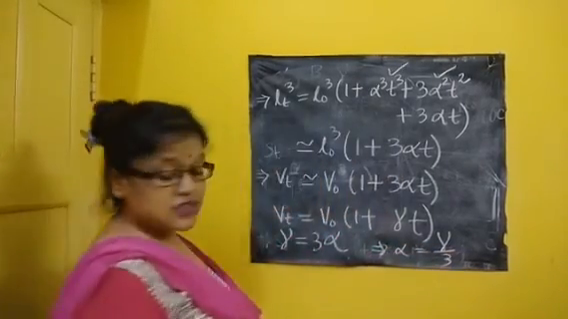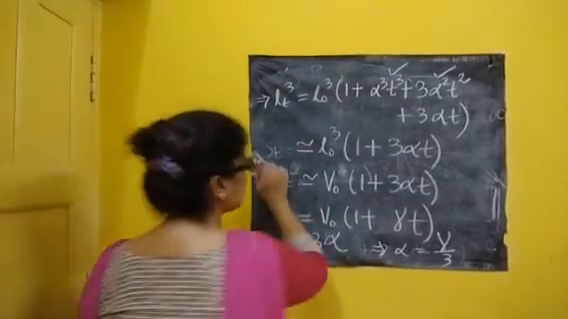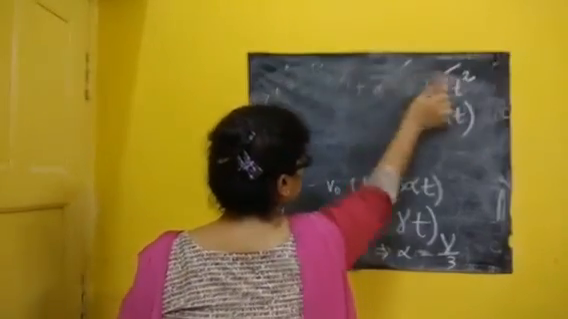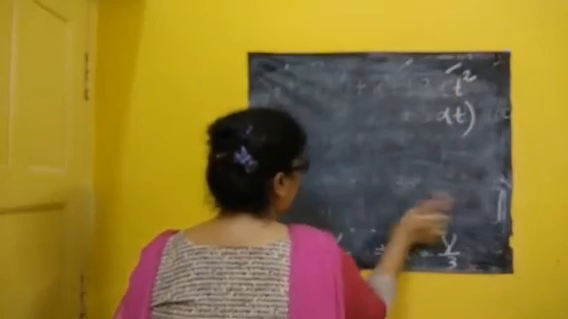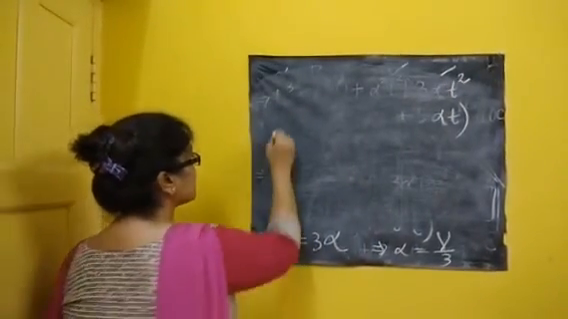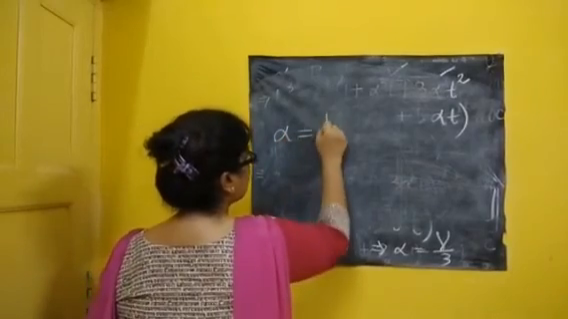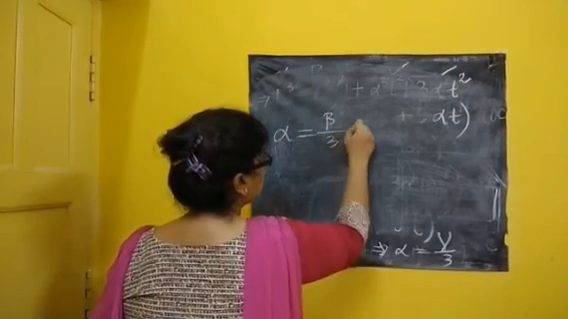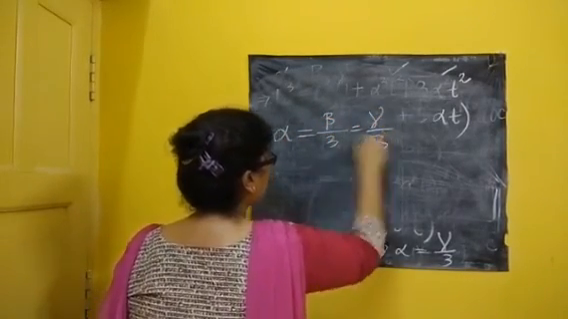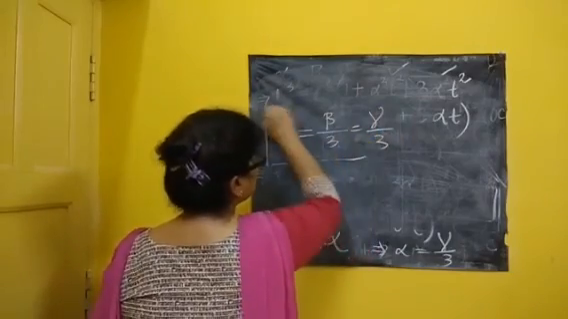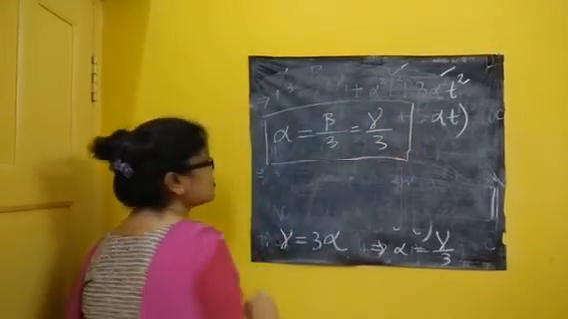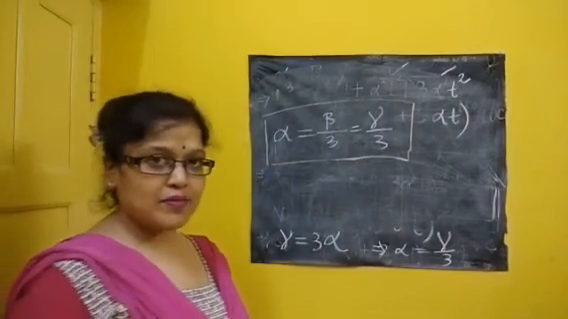So from these three things, what is the interrelation between them? This interrelation is very important for your exam. The relation is alpha equals beta by 2 equals gamma by 3. Clear? Alpha equals beta by 2 equals gamma by 3.